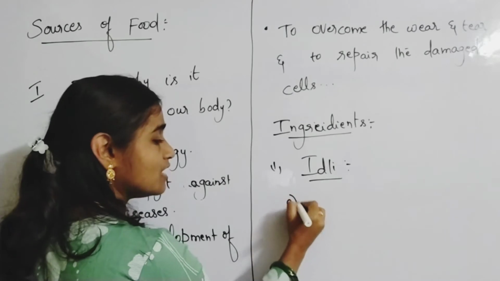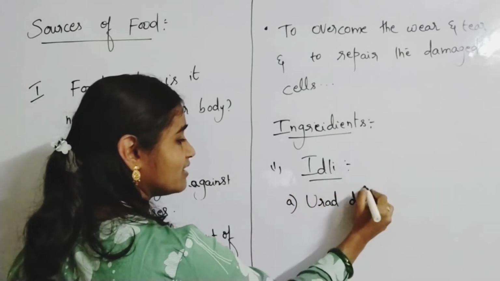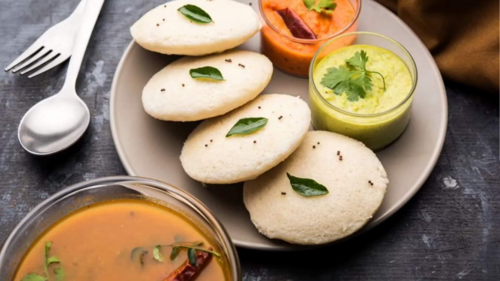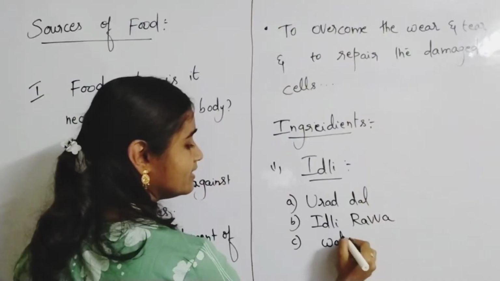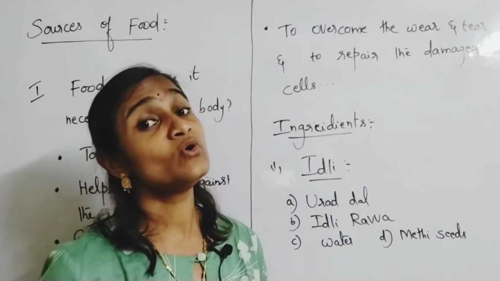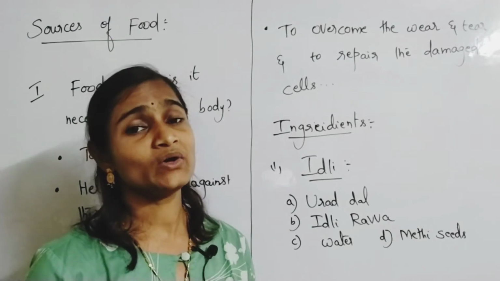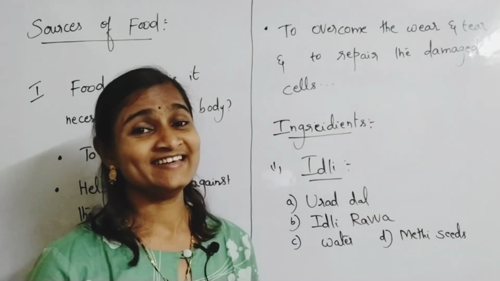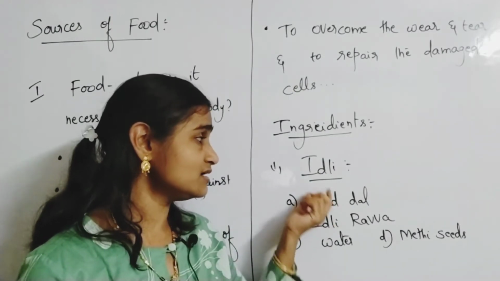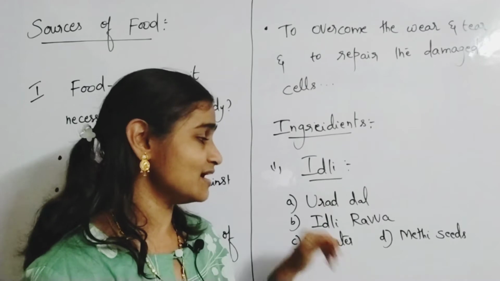We require urad dal, and we also require idli rava. We also need some water and some methi seeds, optional. In some places, some people may even soak some poha and add it into idlis. You can see the ingredients of idli in the picture. So idli is made up of all these ingredients. These are the different sources.